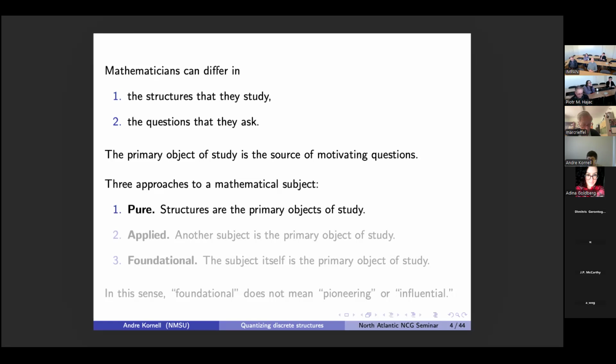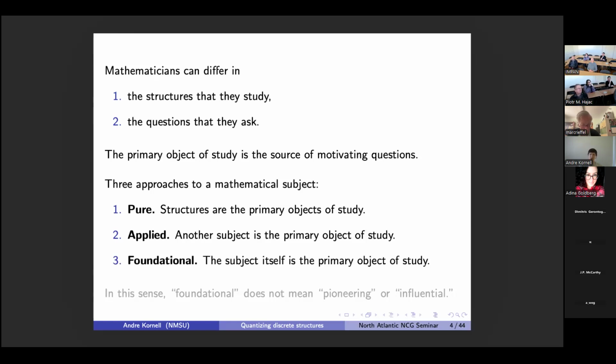First, the pure approach, where the structures are the primary objects of study. So then we worry about things like finding new interesting structures, classifying structures, discovering new relationships between the structures in the subject. There's also the applied approach, where really another subject is the primary object of study. Maybe you're thinking about a particular mathematical topic, but your research is focused on some subject outside your subject area, and you're using these structures in order to discover something about that other subject area.